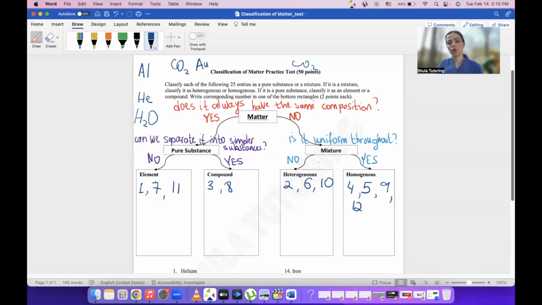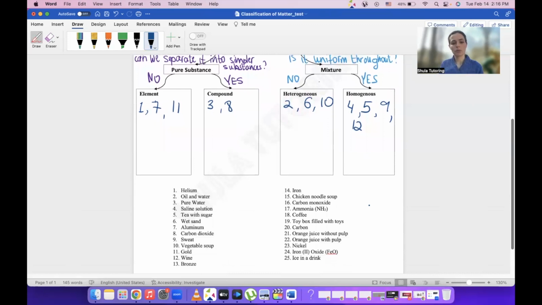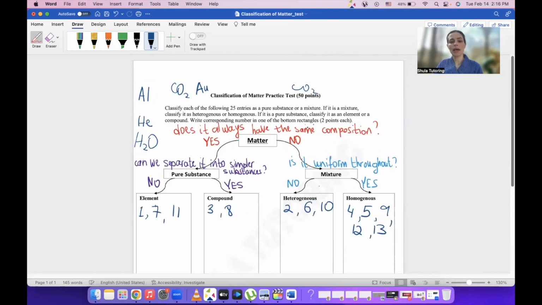Now, is it uniform throughout? Yes, because those metals are mixed evenly. They're mixed evenly to the extent that bronze looks like a separate metal in itself. It doesn't look like some mixture where you can see individual parts. Now iron, does it always have the same composition? Well, iron is iron, so yes, it's a pure substance.